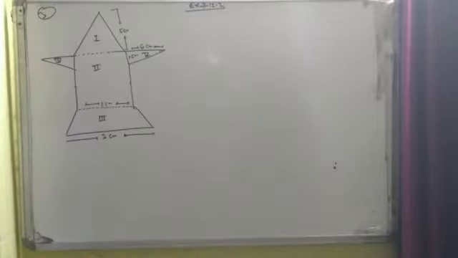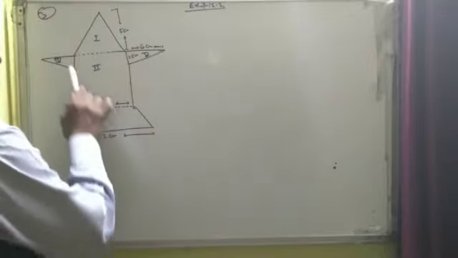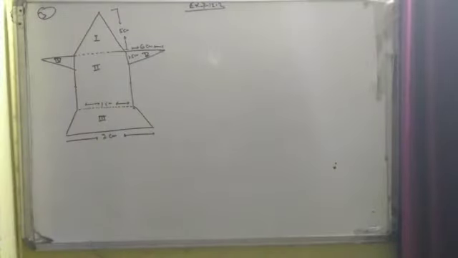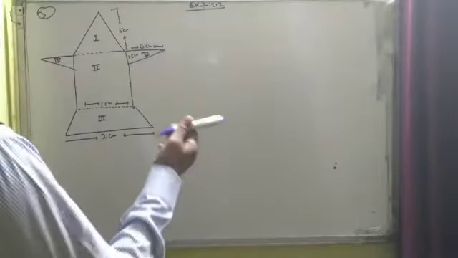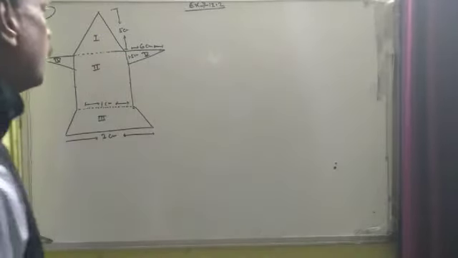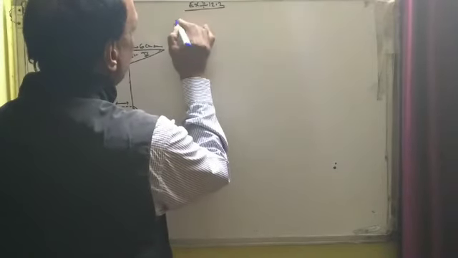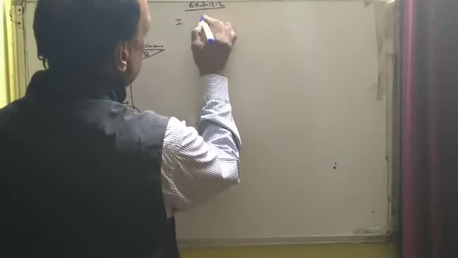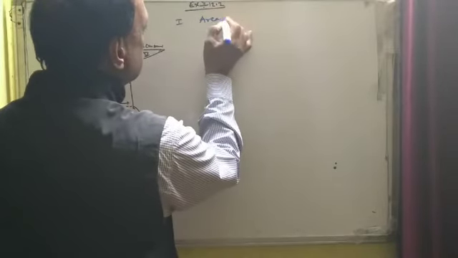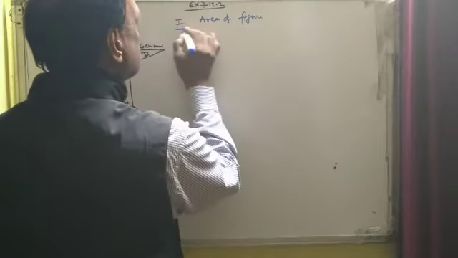just see, a figure diagram has been drawn here, and 1, 2, 3, 4, 5 figures are there, and we have to find out the area of this total diagram. So we will find the area one by one. At first we will find the area of this figure 1. So figure 1, area of figure 1.